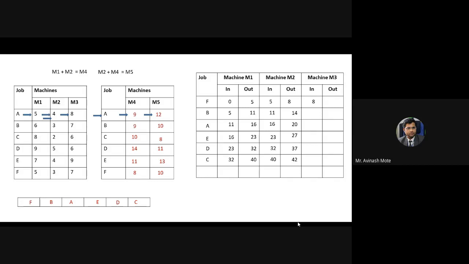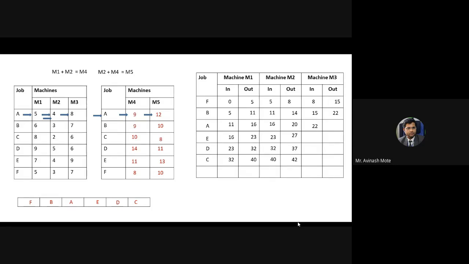Processing time of F on M3 is 7. So 8 plus 7, 15. What should I copy? 15. Processing time of B on M3, 7. 15 plus 7, 22. So out of 22 and 20, I'll copy 22.